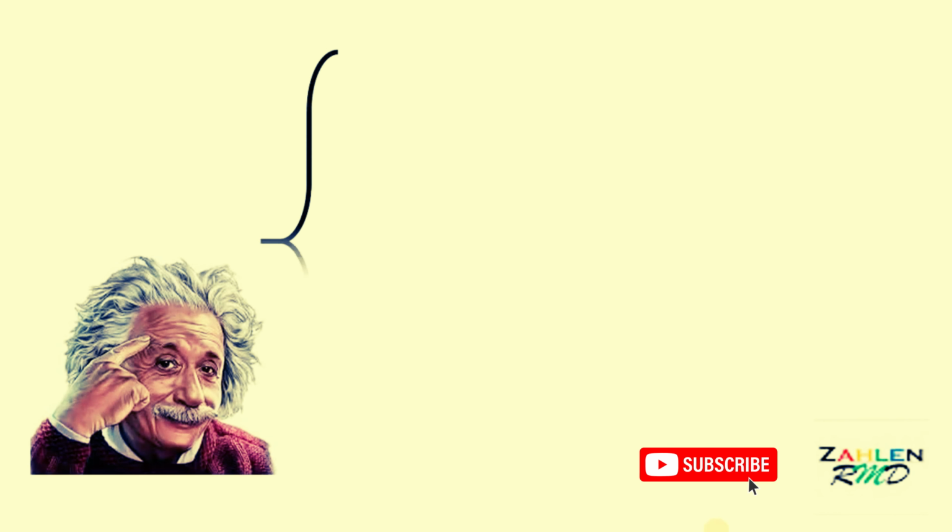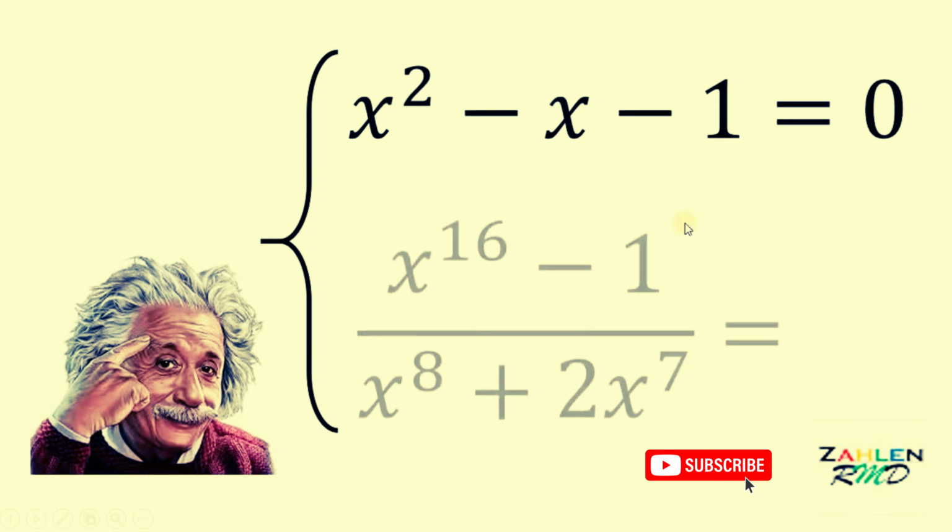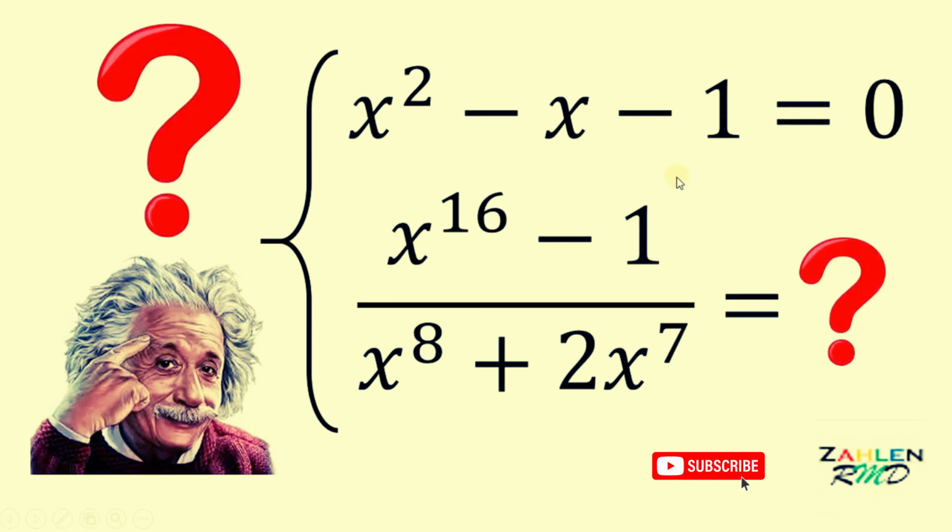Here's the question. Given the equation x squared minus x minus 1 equals 0, our goal is to find the value of x raised to 16 minus 1 all over x raised to 8 plus 2x raised to 7. If you want to answer this problem, just pause this video right now. And if you're ready, here's the solution.